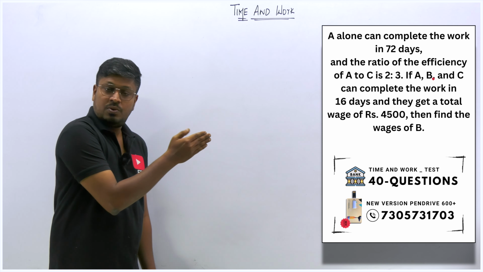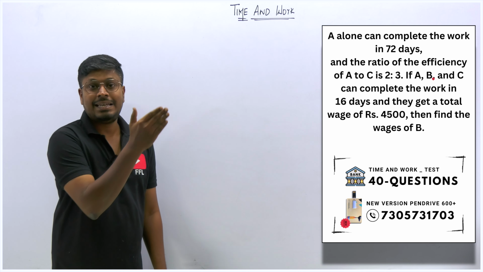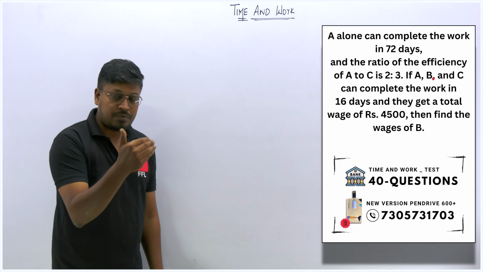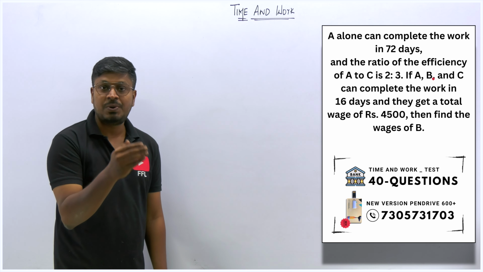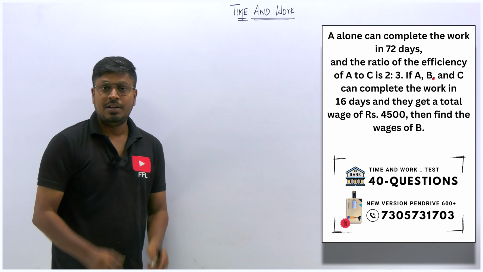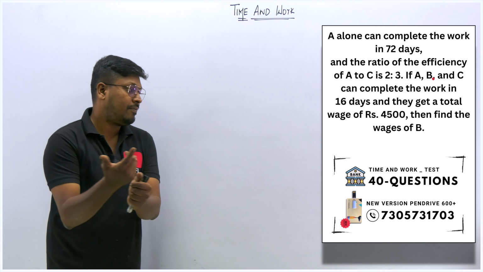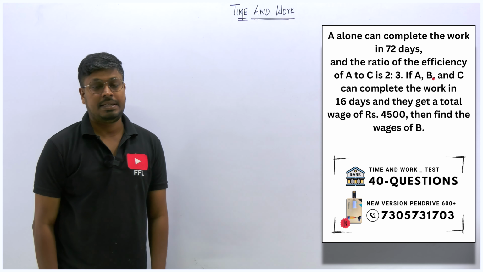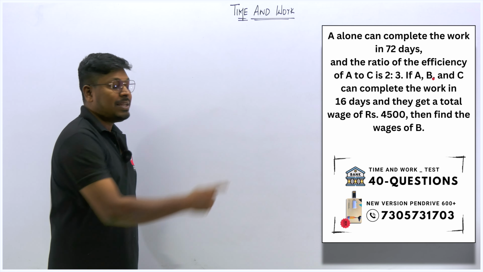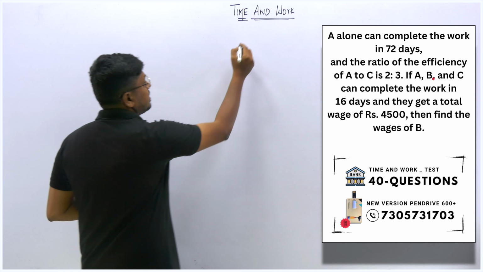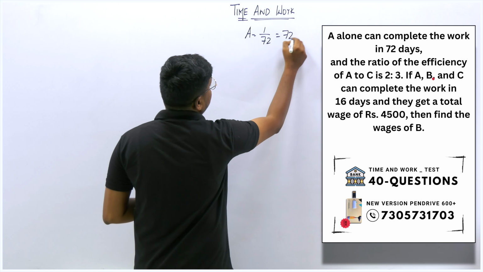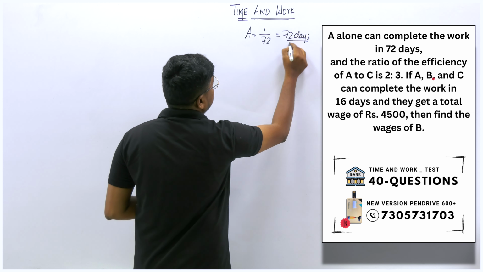So first what we need to do is find A alone, how many days he takes to complete a piece of work, B alone how many days, C alone how many days, and then we have to find the ratio. After finding the ratio, we have to split the total amount of 4,500 among all three, based upon the ratio value, and then find the total wage for the person B. Everything is easy because they have given one value directly. A alone can complete a piece of work in 72 days. So A's value is directly given, which is 1 by 72 or 72 days.